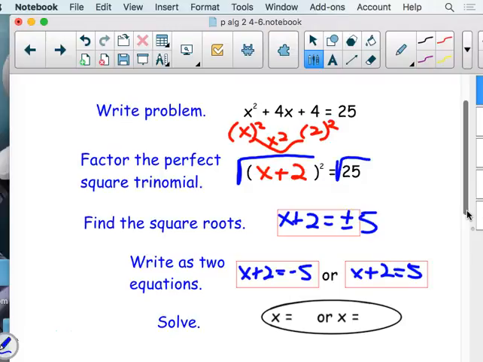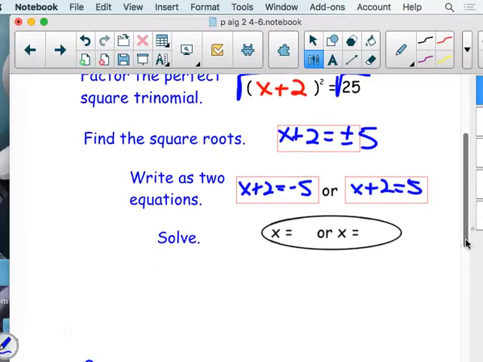I'm not going to take points off on your test for Algebra 2 if you don't do that, but know that that's an important step as you get to college algebra and pre-calculus. So we'd subtract 2 all over the place. And negative 5 minus 2 would give us negative 7. And 5 minus 2 would give us 3.